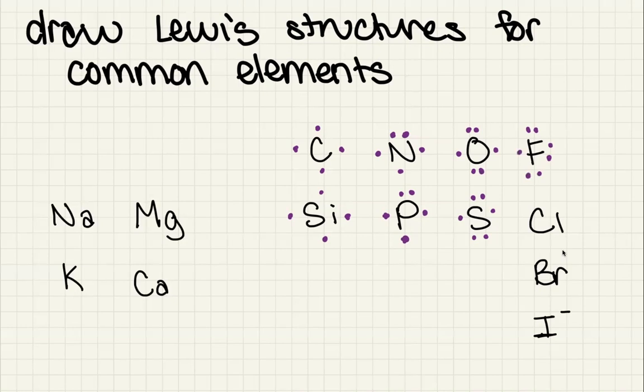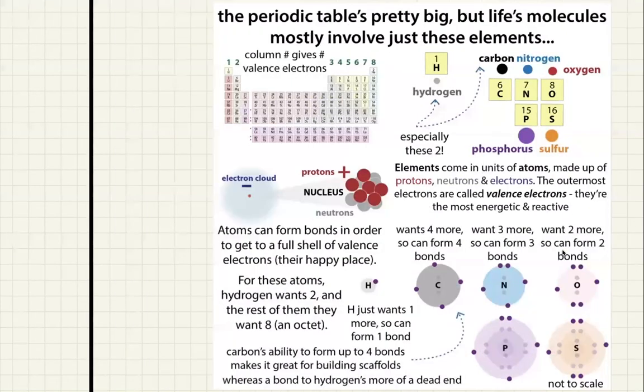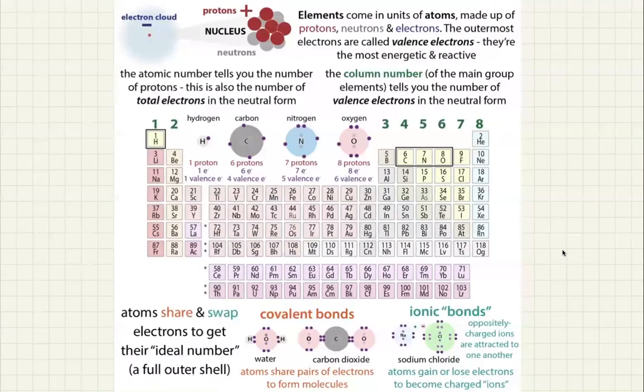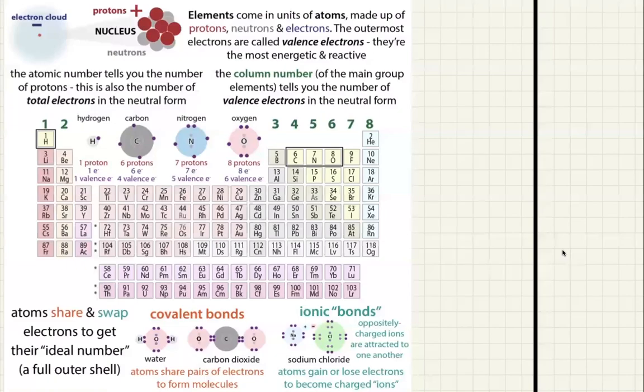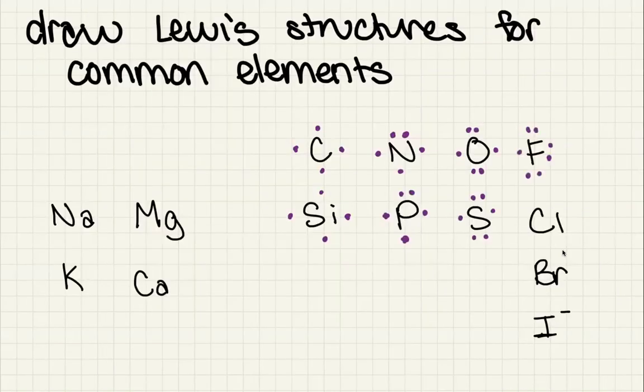And then we're not going to deal with this last column. So we're not going to deal with neon because it's not going to be very reactive because it already has the full octet. So remember, we're going to be dealing with the octet rule, where basically these elements are going to want to fill this outer shell with 8 electrons. And so they're going to form bonds and give and take electrons in order to do that.